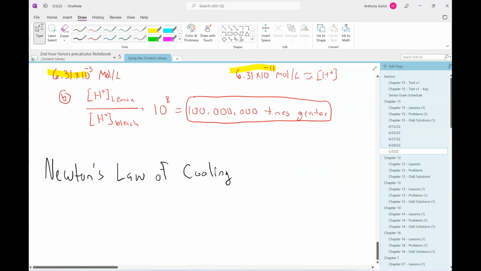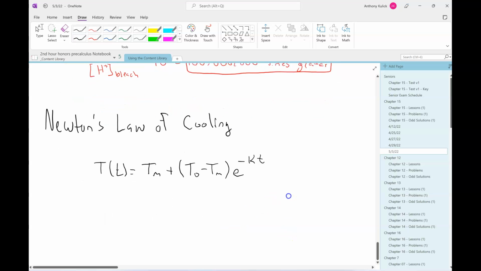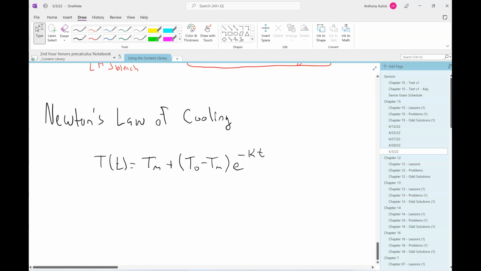All right, the last model is called Newton's Law of Cooling. So when does this situation apply? If you take a hot item and place it in a cool room, it allows you to predict the temperature t minutes after placing it there, right?